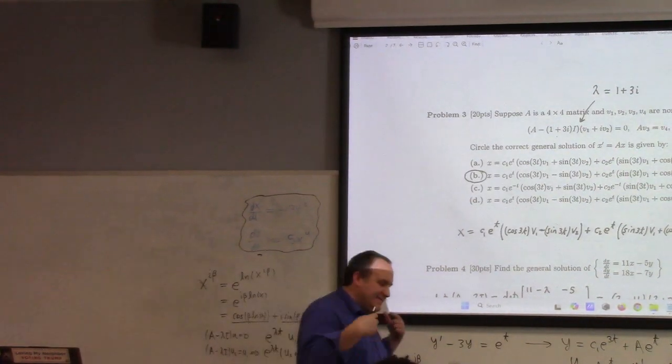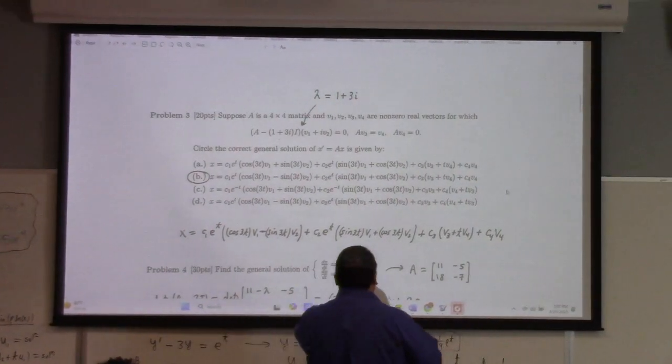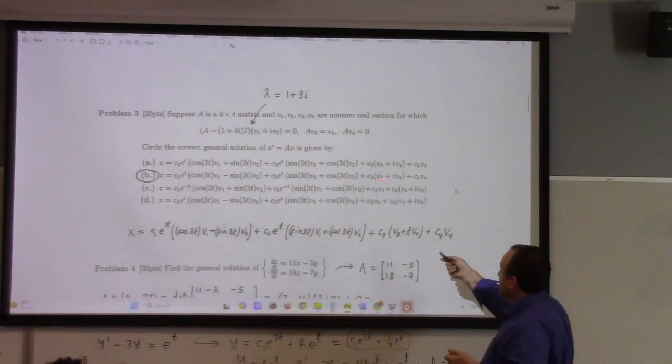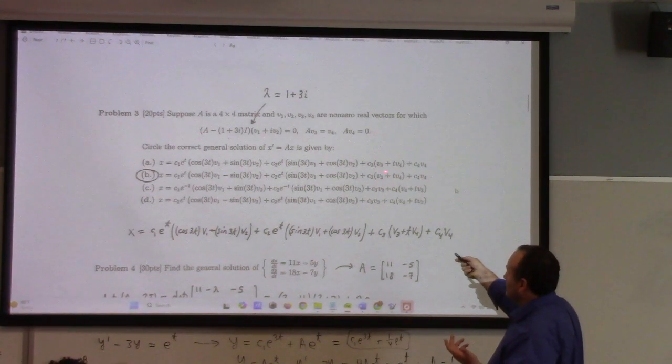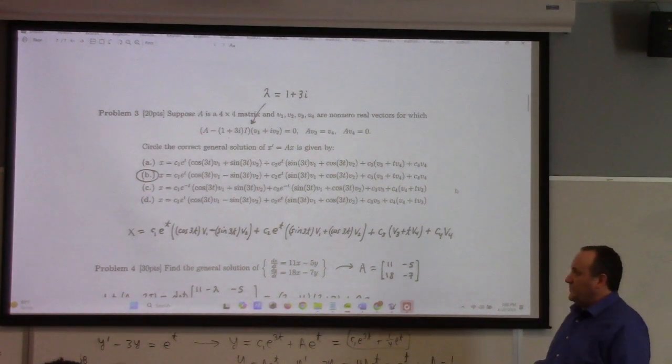But the thing is, e to the 0t is just 1. So that's why I have this term and that term. This is the eigensolution, and this is the generalized eigensolution, all right? So that was part B.